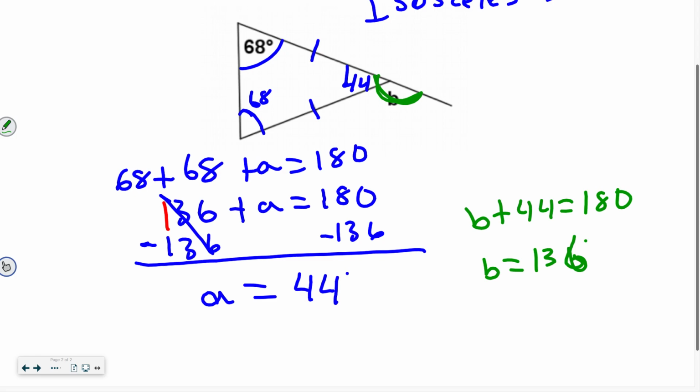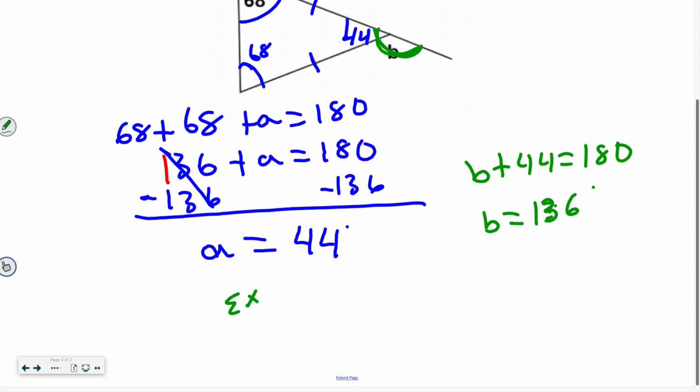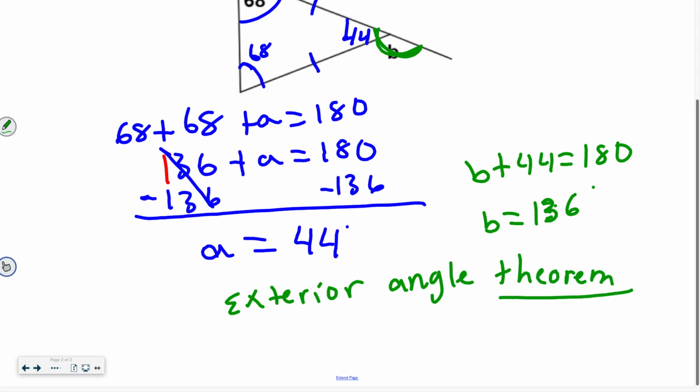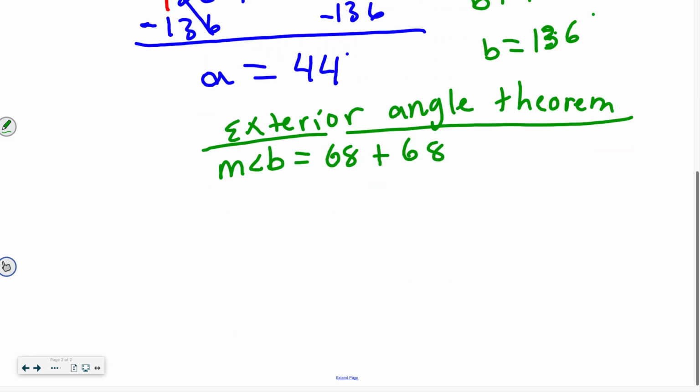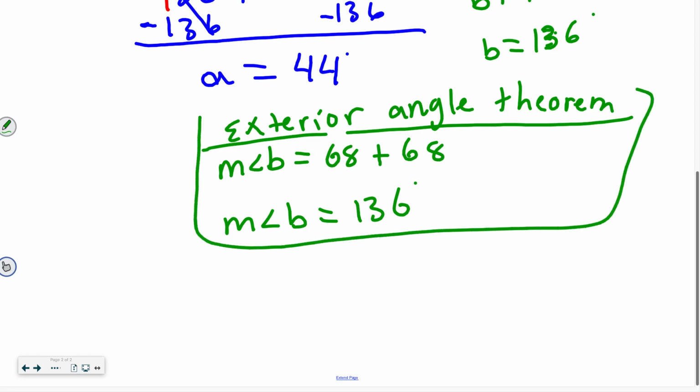Well, let's use the exterior angle theorem. This would have been much quicker if we just used the exterior angle theorem, right? The exterior angle theorem says that the measure of angle B is equal to 68 plus 68. And guess what? 68 plus 68 is the 136. So the measure of angle B is equal to 136 degrees by the exterior angle theorem, okay?